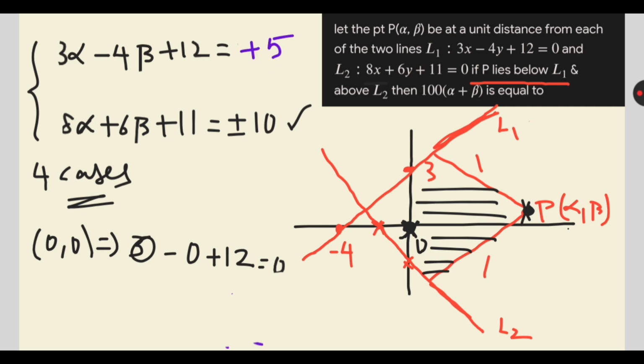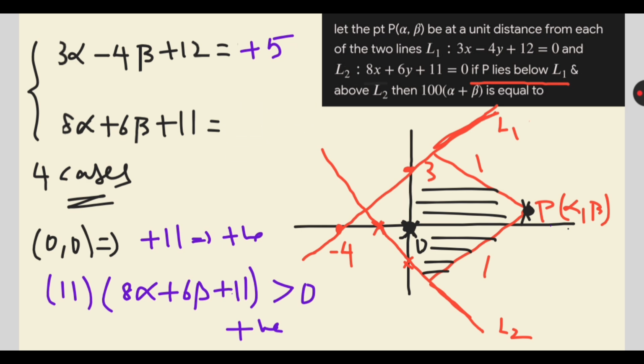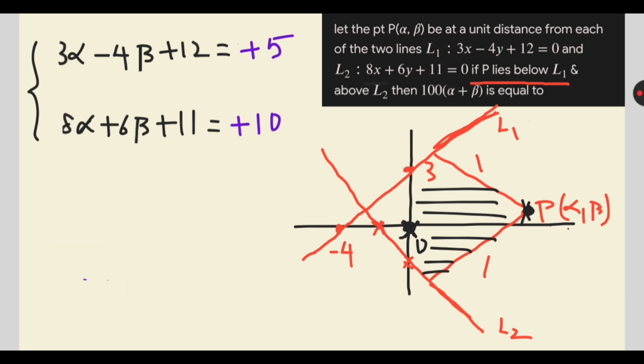Now observe the second line. For the second line, if you apply the origin, we are getting only plus 11, which is positive. And if you apply the P point, that is 8 alpha plus 6 beta plus 11, these two product is going to be greater than 0. That means here also you have to take the positive case. So you should not take the negative case here. You should take only the positive case. So now it is simple to solve for the 2 cases. So now we can easily get the alpha comma beta values.